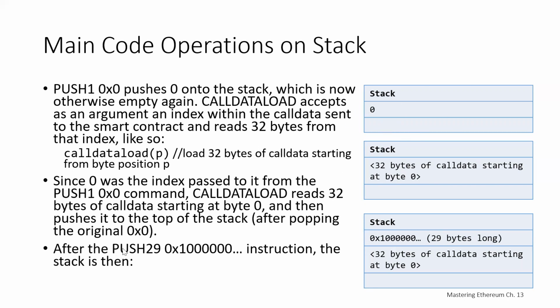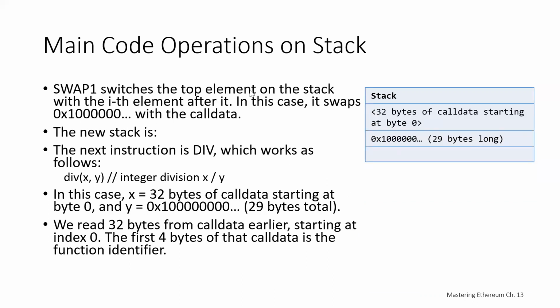The next command is push 29, 0x100. So we push a 29-byte-long number, 0x1 followed by a bunch of zeros. And so now we have these two long numbers on our stack: a 29-byte-long number that begins with 1, and 32 bytes of the call data starting at byte 0. Swap 1 then switches the top element of the stack with the 1st element after it. In this case, it's switching the two numbers on the stack, and so our new stack is just switched.